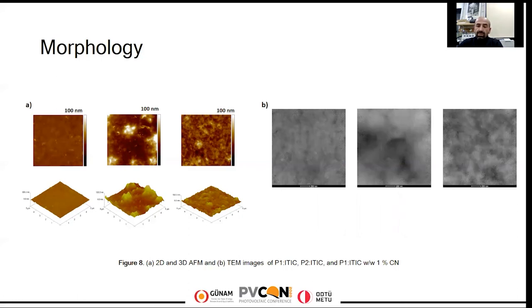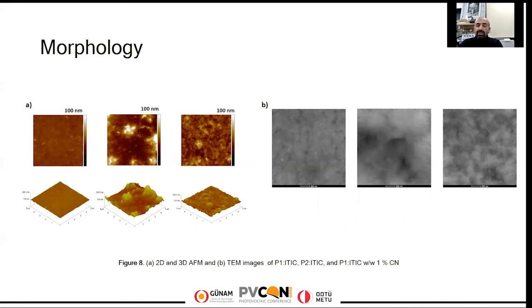TEM images were also recorded to get further ideas about morphology. Here in the first image, we can see that the uniformity of the film supplements our results for the first polymer-based devices. However, in the second image, there are dark areas caused by the aggregation of the acceptor, which is kind of trapped in the polymer matrix. The third image shows how addition of an additive negatively affects the device performance due to the same results.